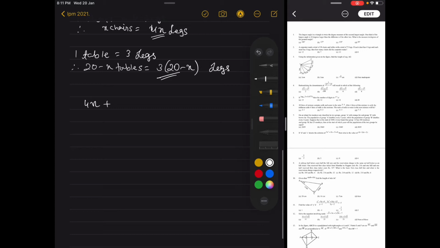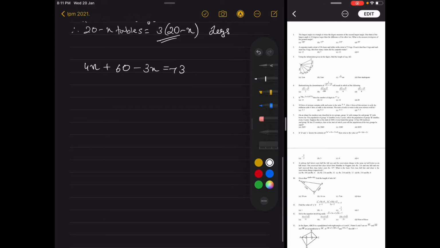4x plus 60 minus 3x would give us 73. Now adding these two, we will get x is equal to 73 minus 60. So x would be equal to 13.